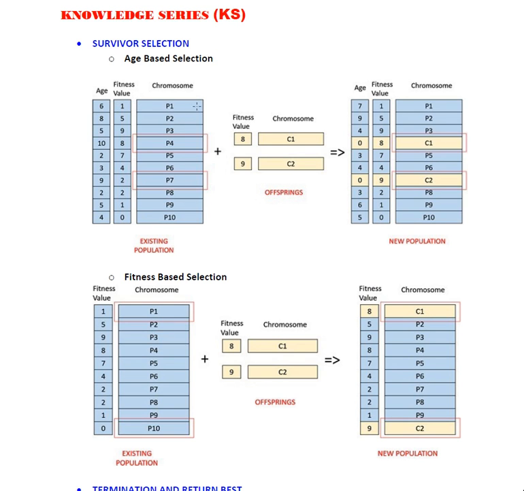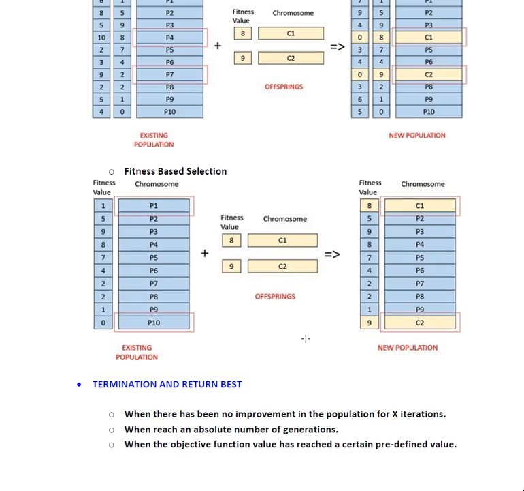So this is how the new population is identified with respect to survivor selection. Whichever is not going to sustain for a longer time will be replaced. This age is not sustaining, so it is replaced, and this fitness is not able to survive, so this is also replaced. So that's how we come to the final conclusion of termination. The termination condition in a genetic algorithm is important for determining how long the genetic algorithm needs to run.